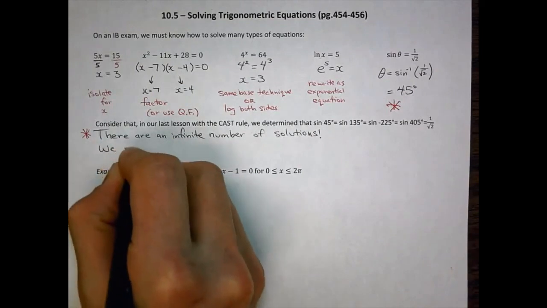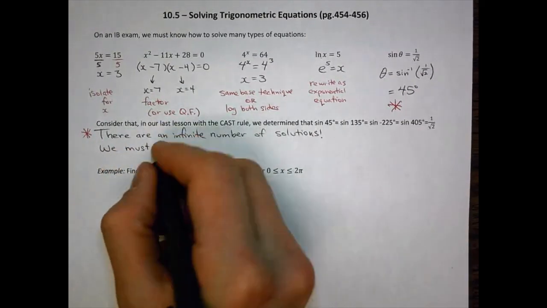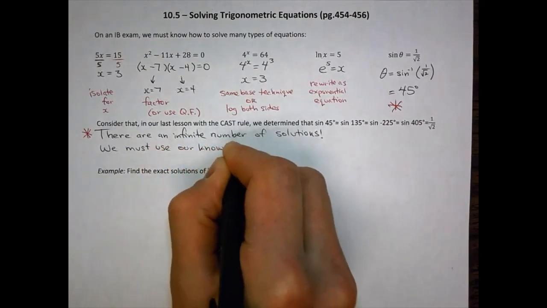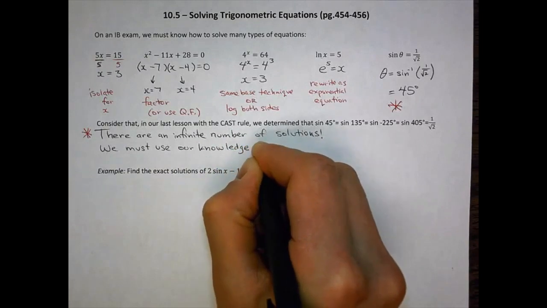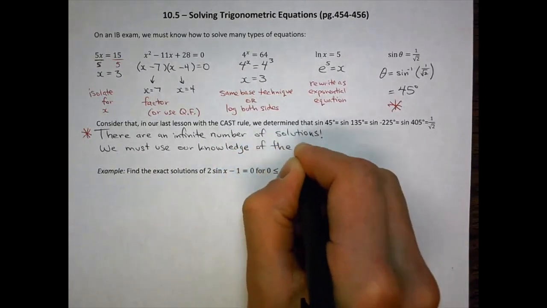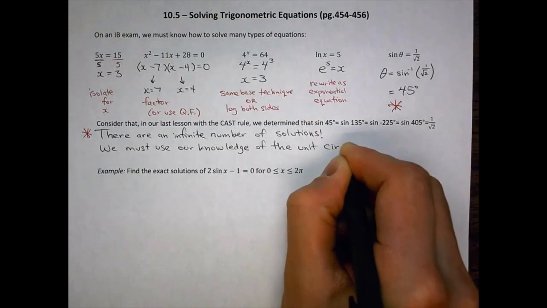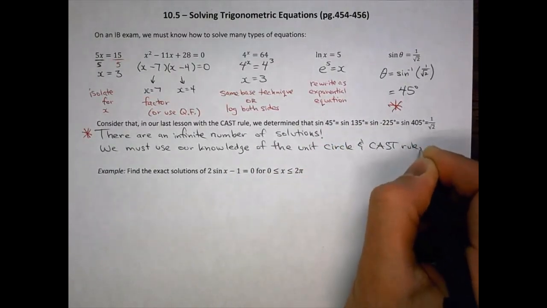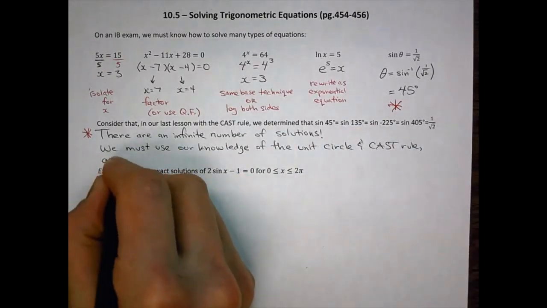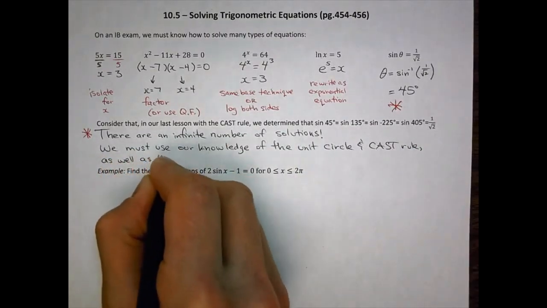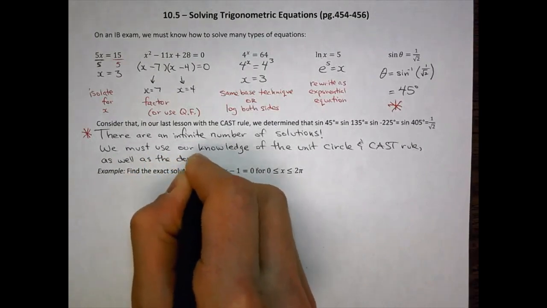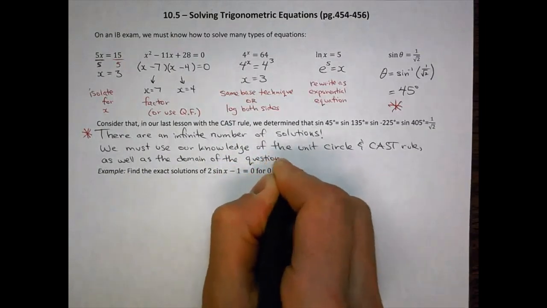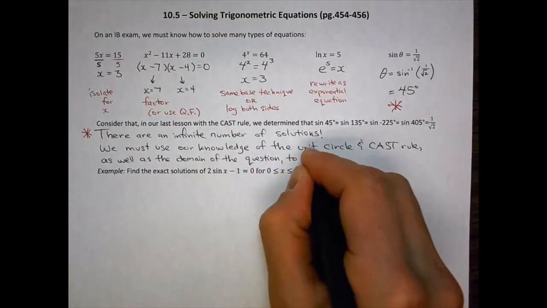So we must use our knowledge of the CAST rule and the unit circle, as well as the domain of the question, to find the correct solution.